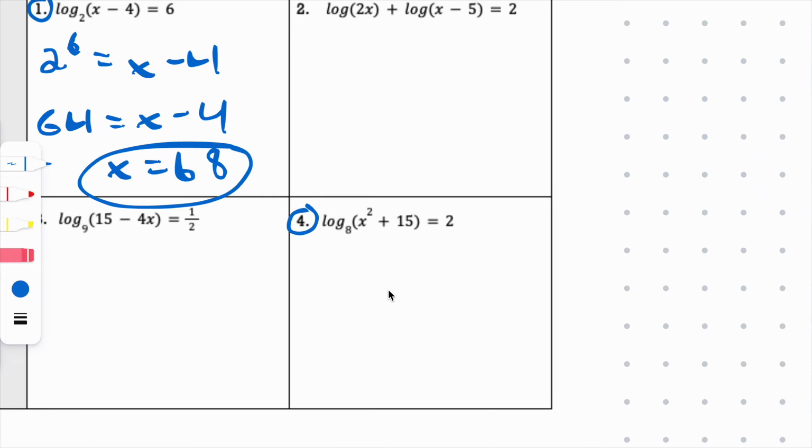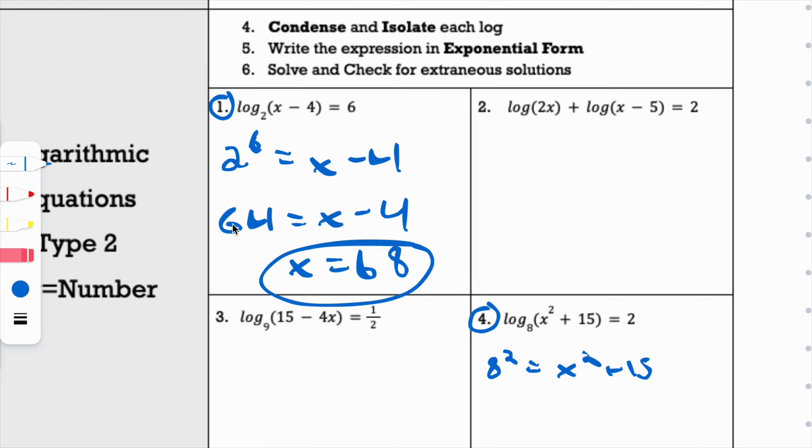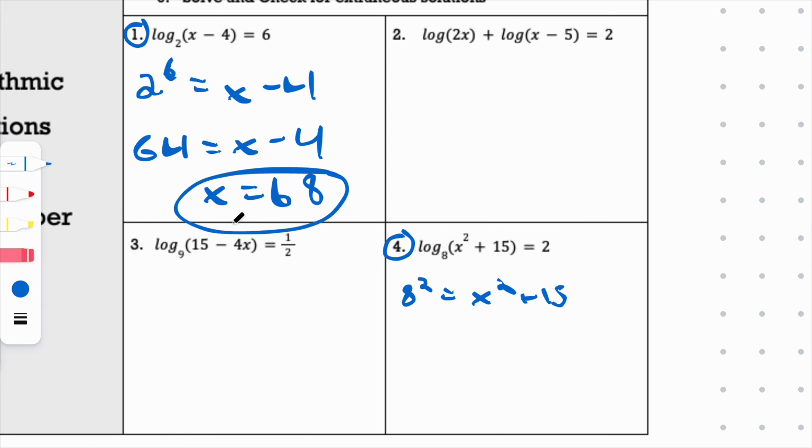Okay, so let's do number 4, where we have log base 8 of x squared plus 15 equals 2. Again, we can just rewrite this as 8 to the 2nd power equals x squared plus 15. This is also something to get used to with logarithms. When I come across a logarithm, I automatically think about it like an exponential, because it's easier for me to think about it in those terms. I think it's just because that's the first thing I learned, so I always try to revert back to that. Here we just rewrite this log as an exponential. And we have 8 squared, which is equal to 64, and that's equal to x squared plus 15.